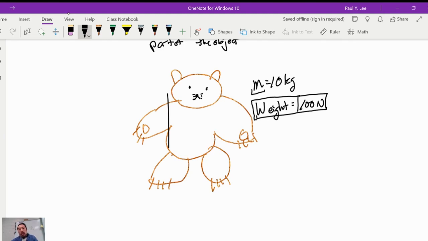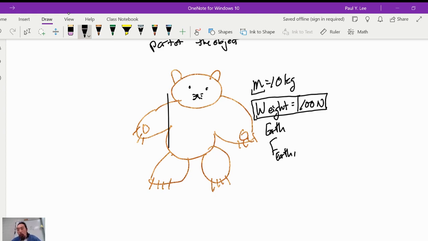But let's say we take this teddy bear and we go to a different planet. Let's say we go to the moon. So this is the weight on Earth, and that's why it's so important that we call it F of the Earth, or the force of gravity of the Earth.